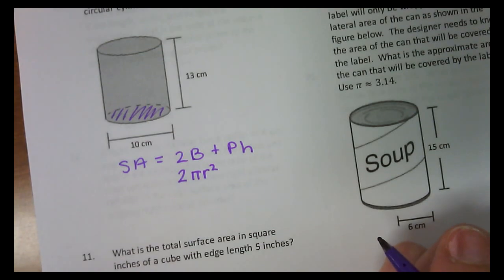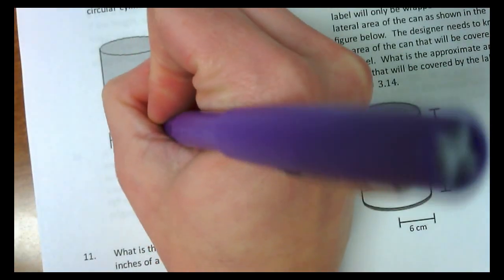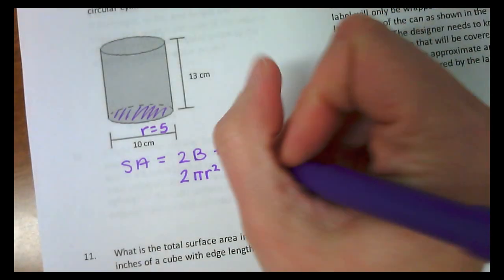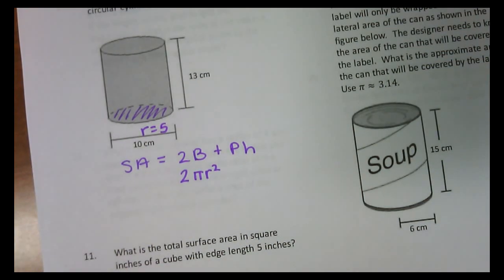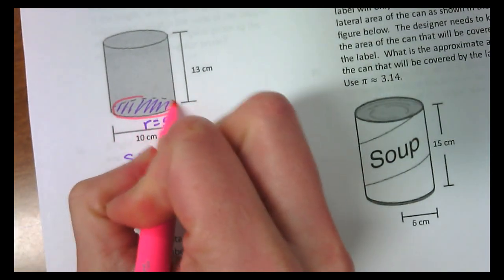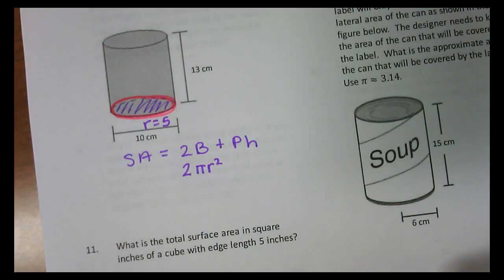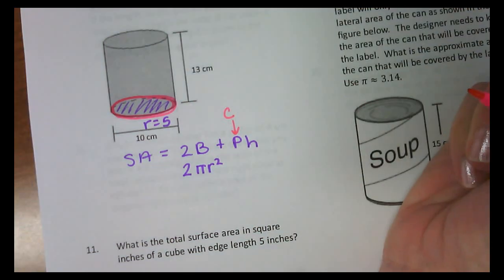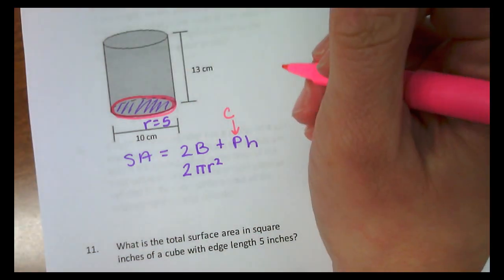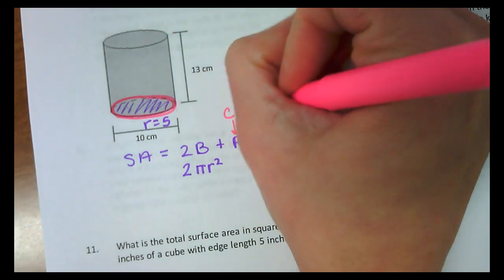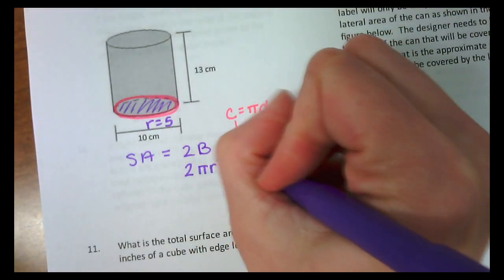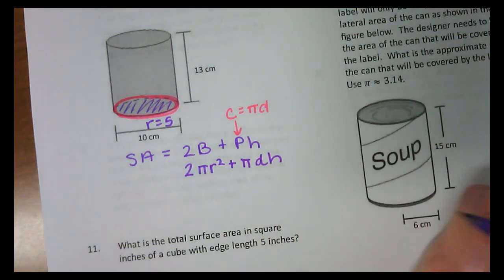I don't know my radius. My radius is half my diameter, so my radius is going to be 5. P means perimeter of the base. So P means what's the distance around this circle. The distance around the circle is the circumference. So the circumference for a circle is pi times the diameter, or 2 pi r, but it means the same thing. So I'm going to say pi times the diameter times the height.